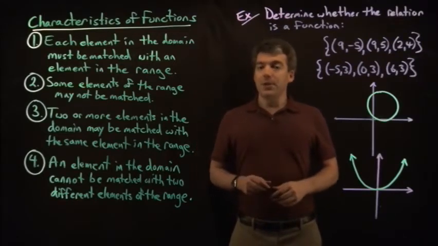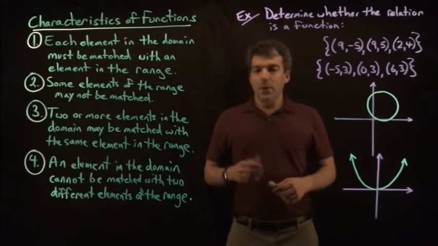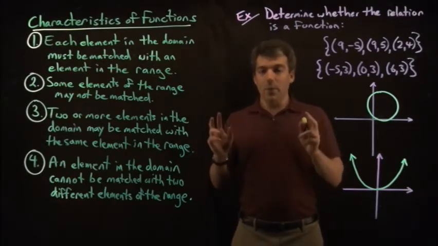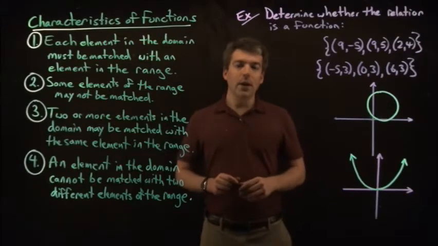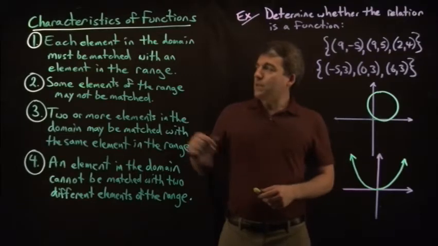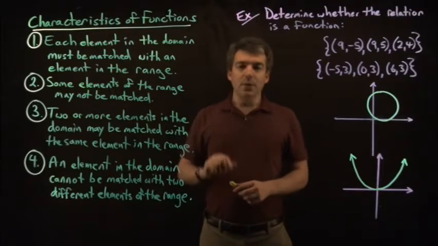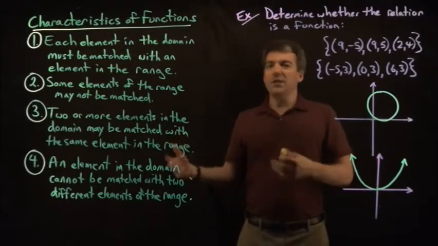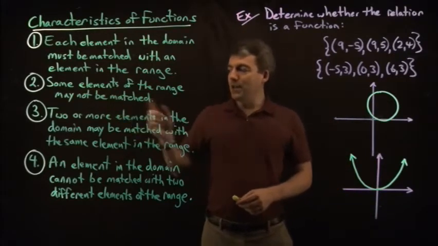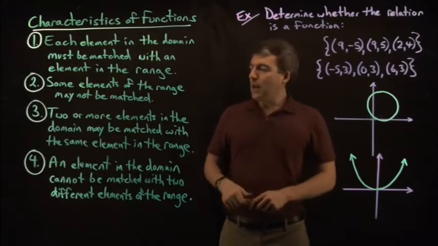Okay, the definition of a function gives us certain characteristics of a function. Recall in the definition of a function, it assigns to each element in the domain exactly one element in the range. That means, number one, that each element in the domain must be matched with an element in the range. So you'll never find extra things in the domain of a function. Number two, some elements of the range may not be matched. So that requirement on the domain is not on the range. There could be other things in there.